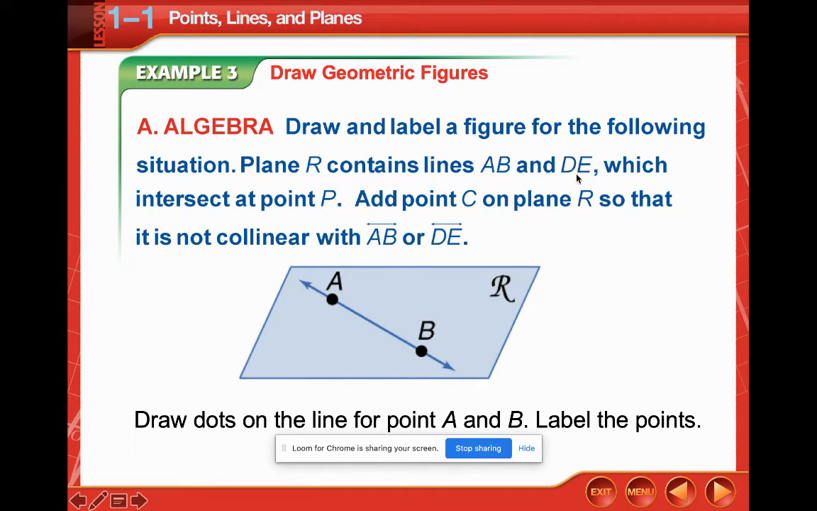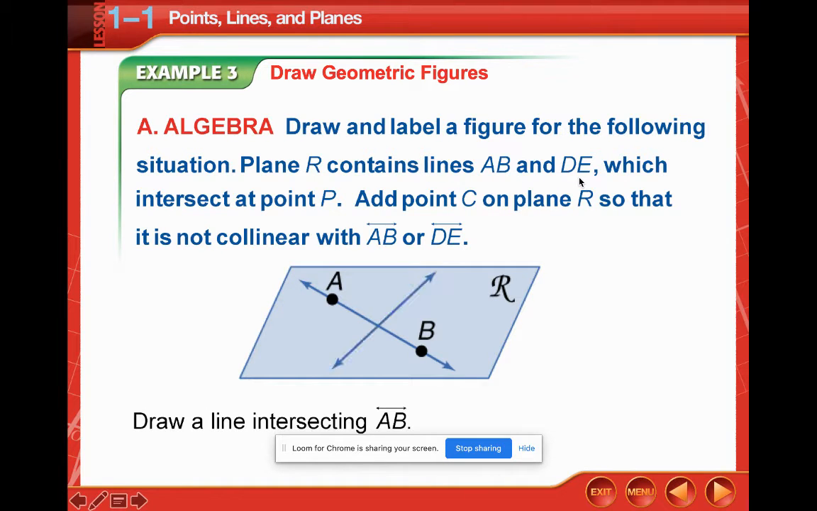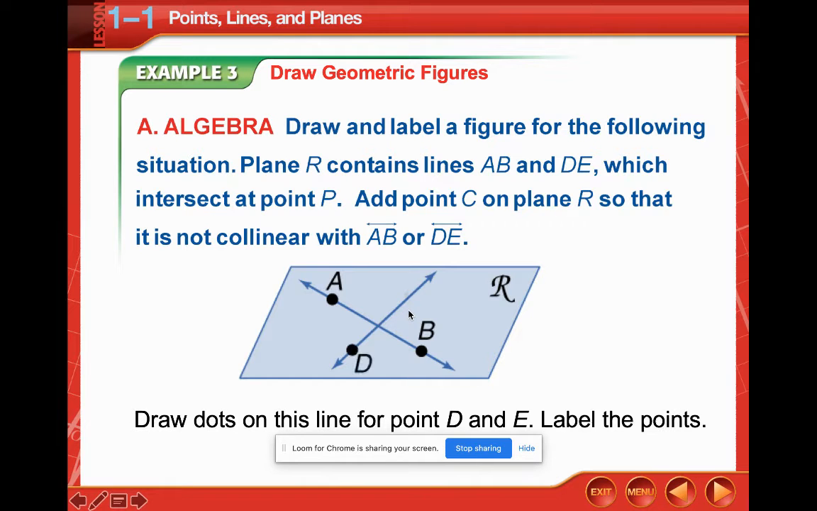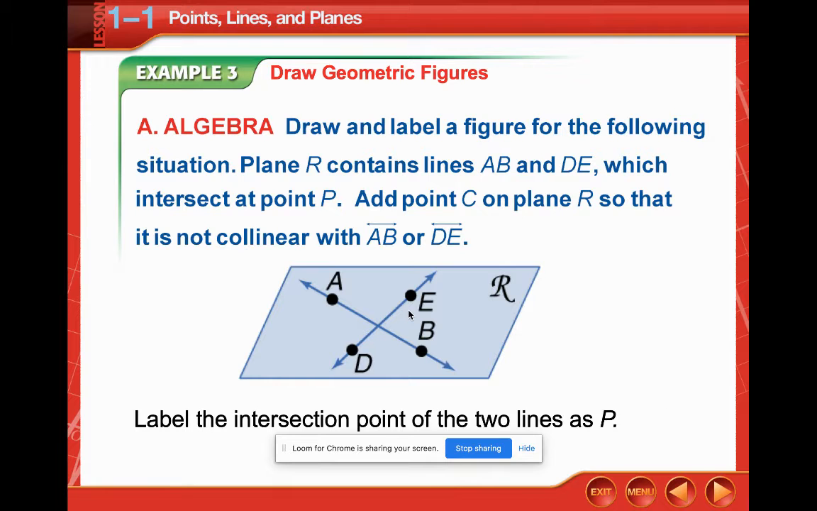Now we need to draw line DE. And remember, it's got to intersect. Plane R contains lines AB and DE, which intersect at point P. So you're drawing this line here. It intersects. So this intersection here is going to be point P, and we're going to have to label this D and E. So we labeled it. Now we got to label the intersection, point P.